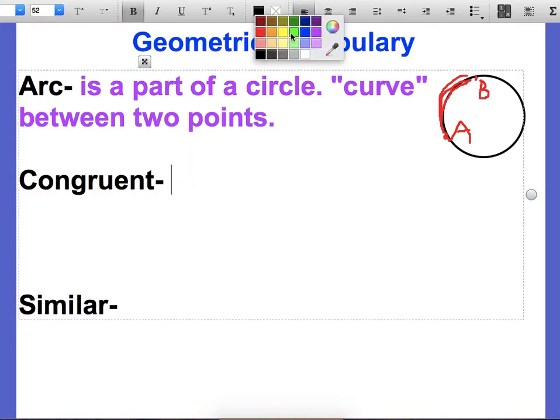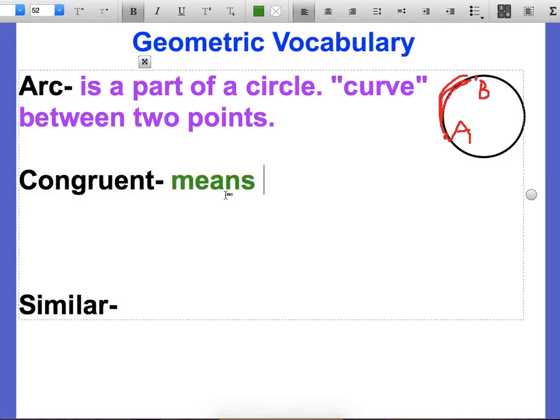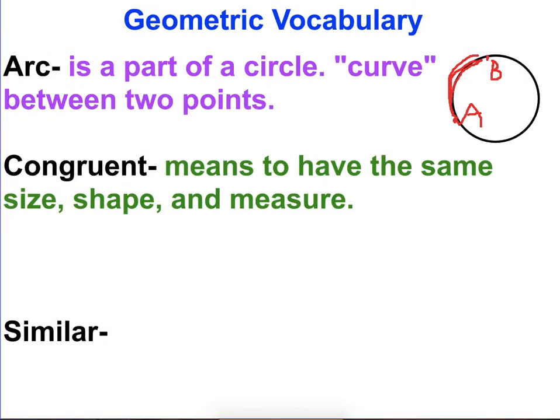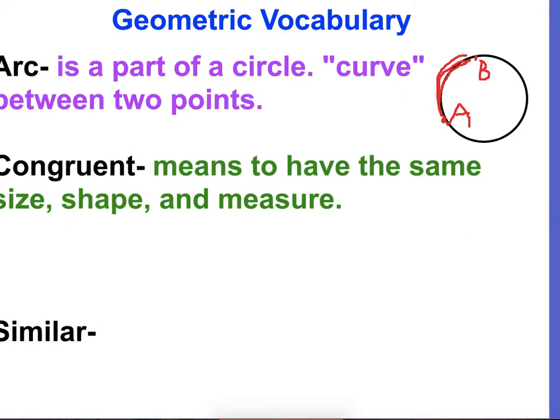Okay, so congruent is going to be a big term for us too. Congruent means to have the same size, shape, and measure. So everything has to be the exact same. So congruency and proving congruency in geometry is really important.